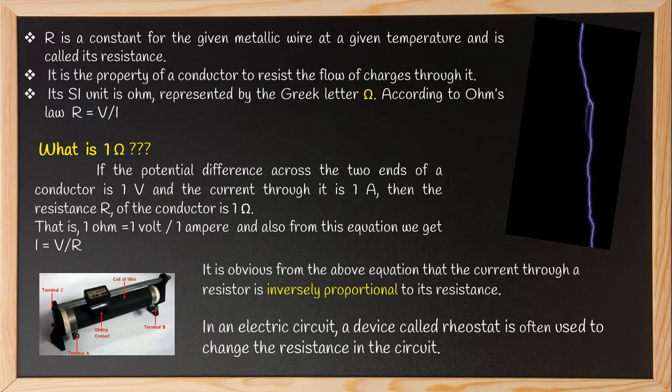In an electric circuit, a device called a rheostat is often used to change the resistance in the circuit. If we want a constant resistance, we need not use a rheostat. But if we want to change the resistance now and then in a particular electric circuit, then we use a rheostat, which is used to change the resistance. Variable resistances can be recorded.